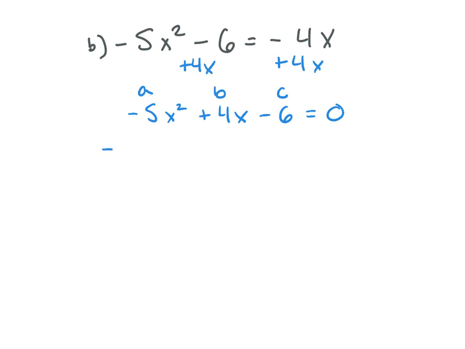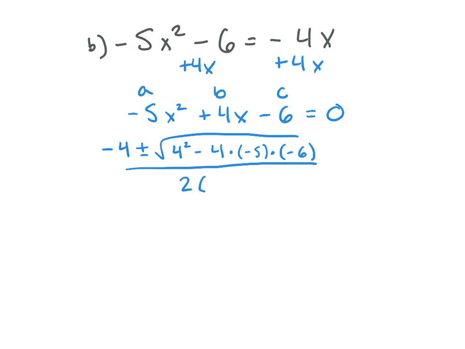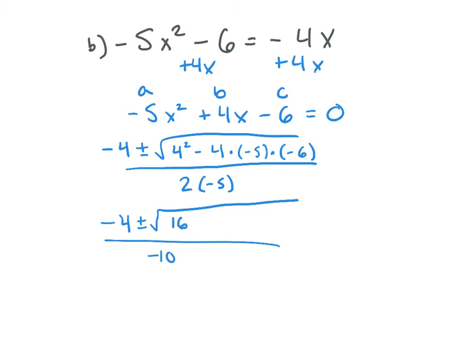So we have negative 4 plus or minus the square root of 4 squared minus 4 times negative 5 times negative 6 over 2 times negative 5. Now we need to simplify everything under our square root. So 4 squared is 16 minus 4 times 5 times 6. So this would be 120.